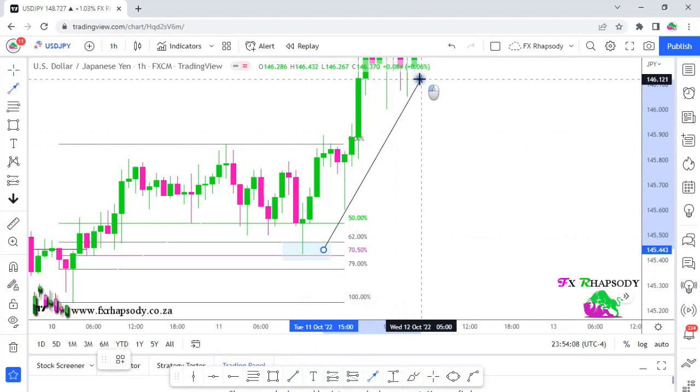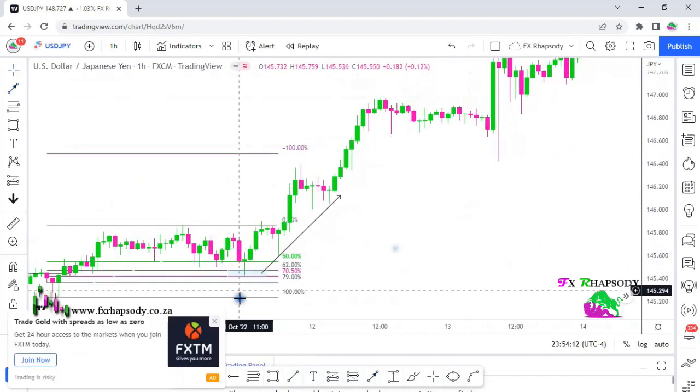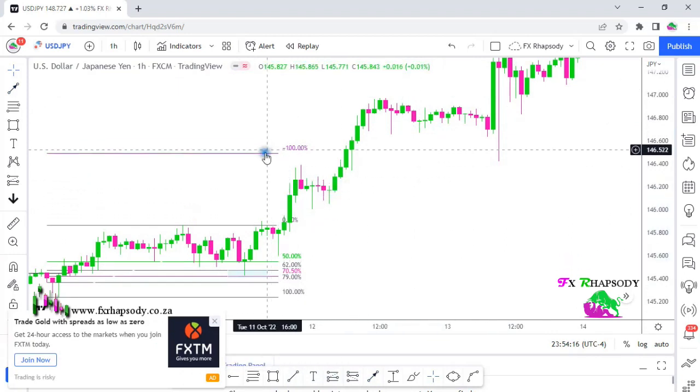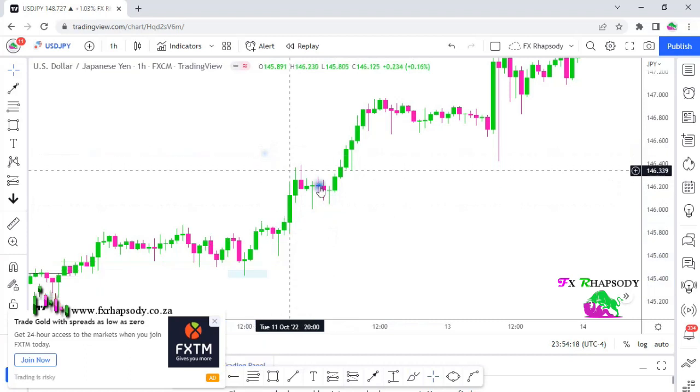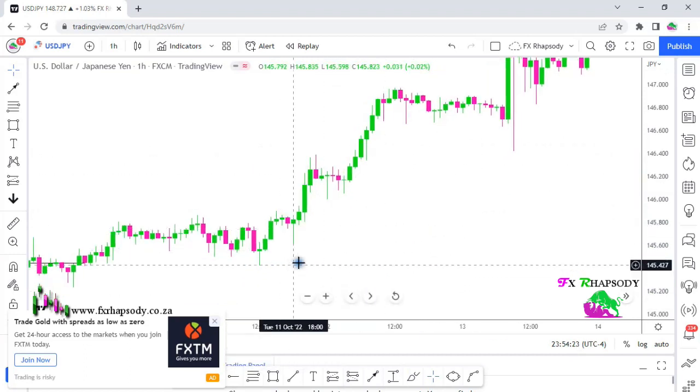and then price just started shooting up. Minimizing it a little bit, you can see price moving upwards. If you did miss that opportunity, okay, that was our Fibonacci area. If you did miss that opportunity, you would have had a nice little area over here.